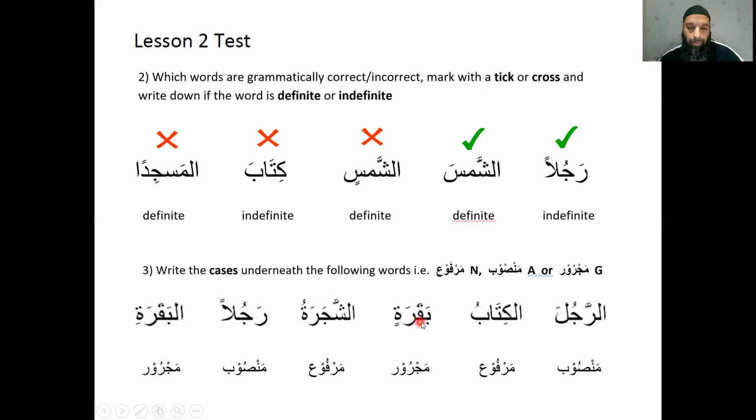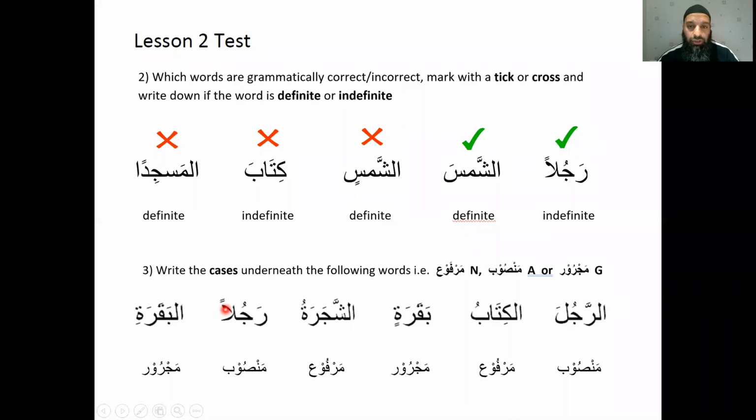The third one is wrong. Sorry? No, it's not. That's correct, sorry. They're all correct. So baqaratin is majroor because the two kasras at the bottom make it majroor. Next one, ash-shajaratu is marfu because of the dhamma ending at the end, the pesh ending. Next one, rajulan is mansub because of the double fatha, the fathatain.